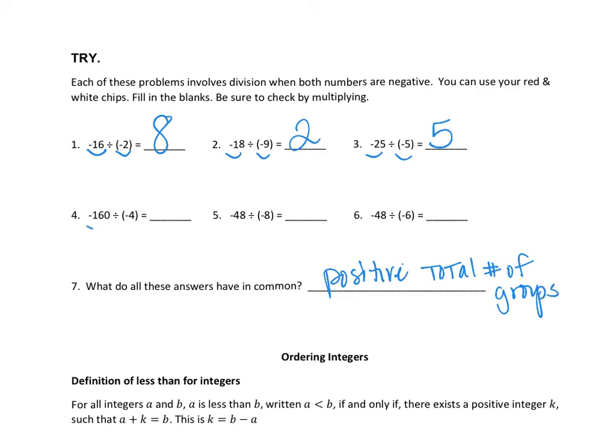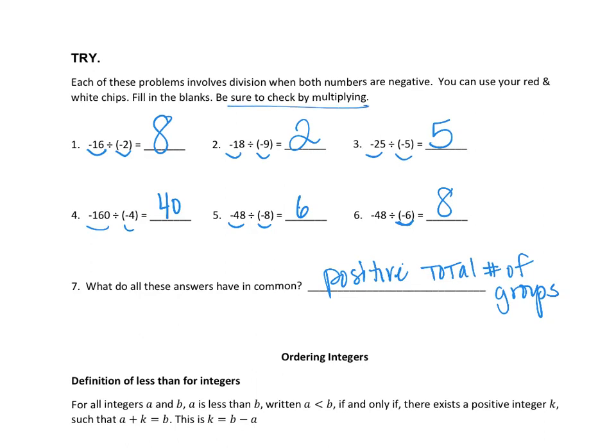So 160 negatives divided into groups of negative 4, that's going to be 40 groups. 48 negatives divided, where you have negative 8 in a group, leaves you with 6 groups. 48 divided by negative 6, well, that's negative 7 in a group, so this time you'll form 8 groups.